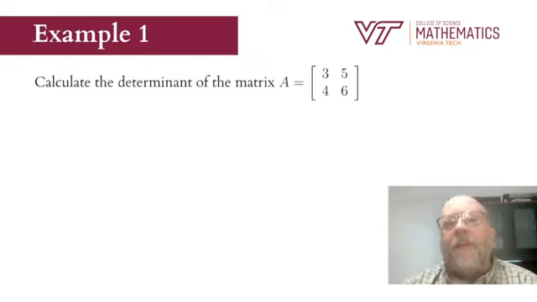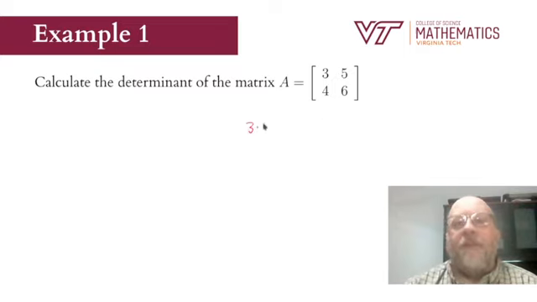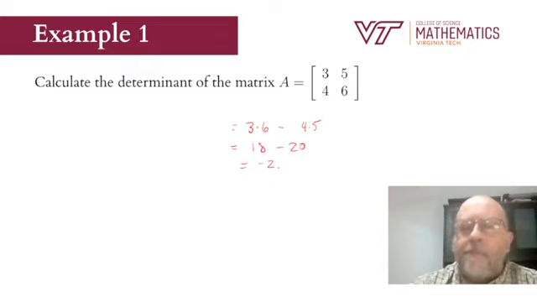So calculate the determinant of this matrix. That would be 3 times 6 minus 4 times 5, which is 18 minus 20, which is negative 2.